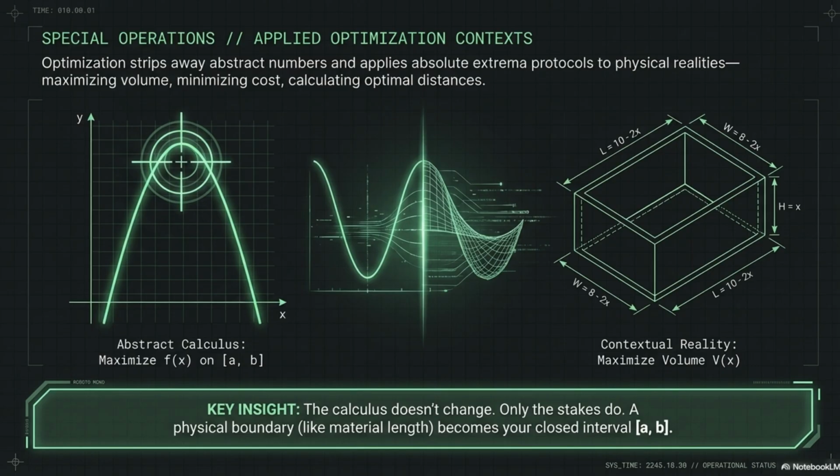We now move to special operations, applied optimization contexts. Optimization strips away abstract numbers and applies absolute extrema protocols to physical realities, maximizing volume, minimizing cost, or calculating optimal distances. Key insight: the calculus doesn't change, only the stakes do. A physical boundary, like a limited length of material, simply becomes your closed interval.